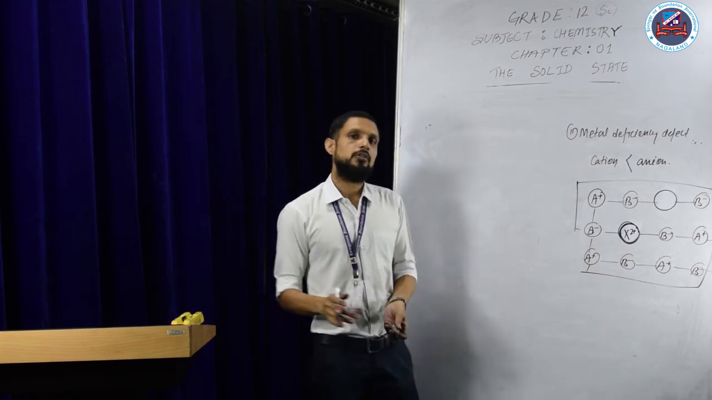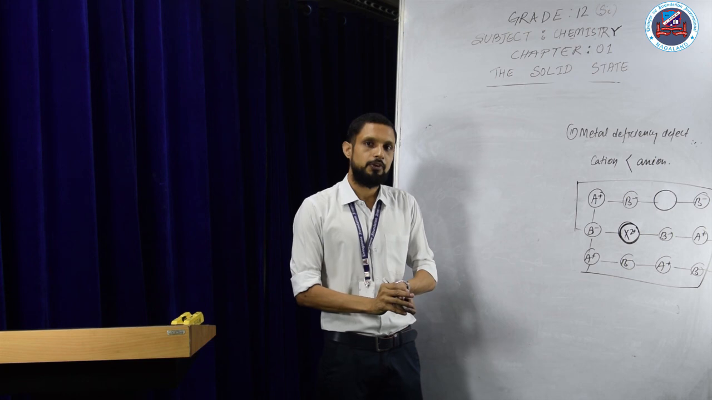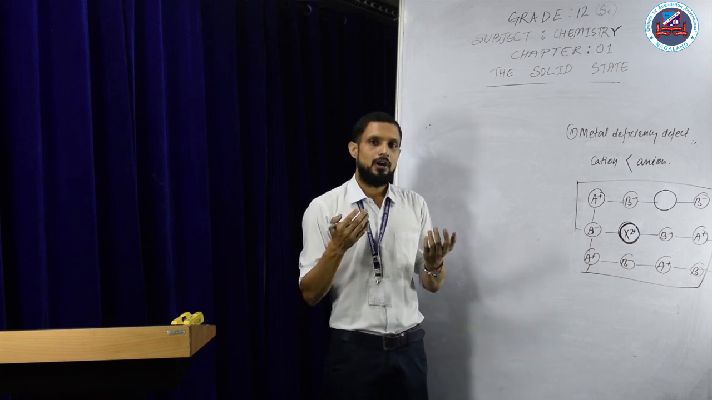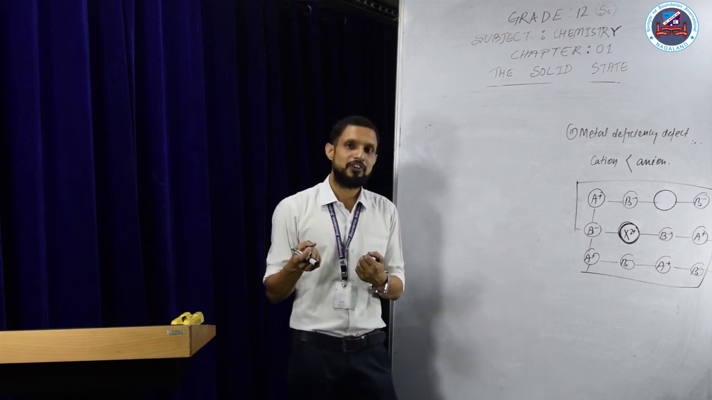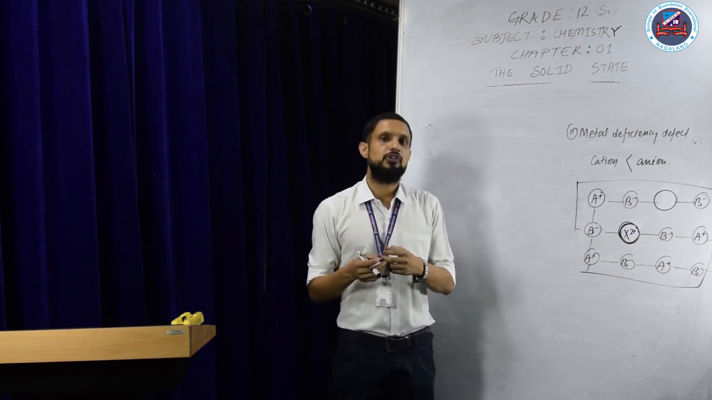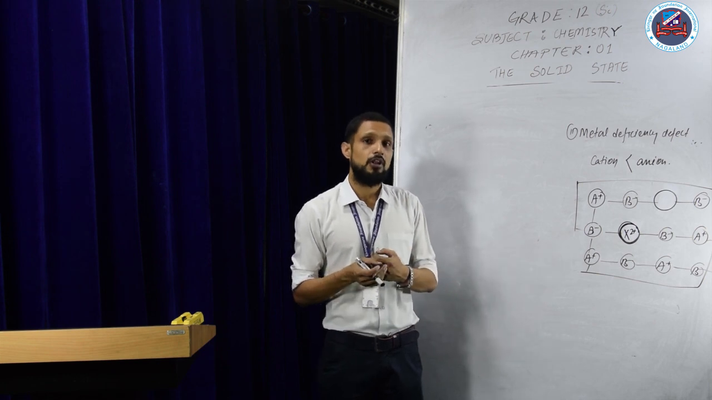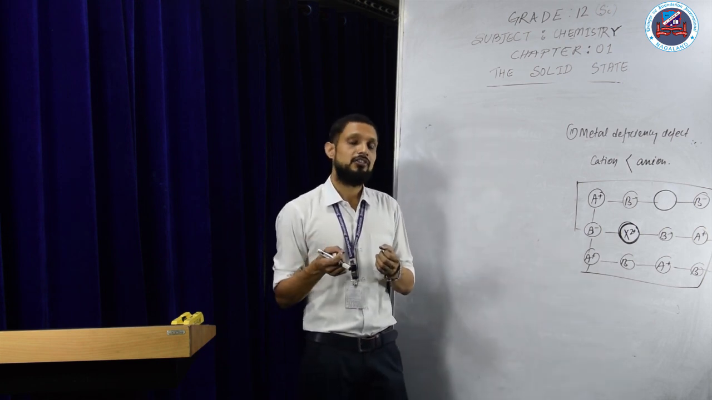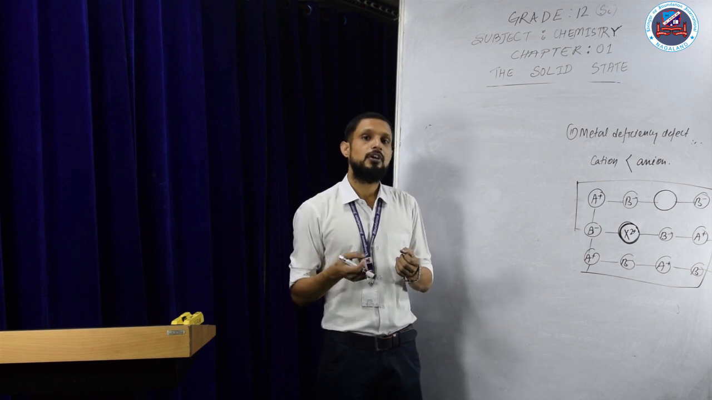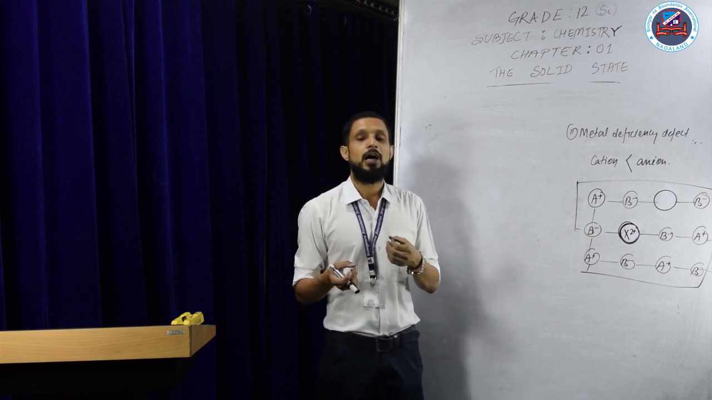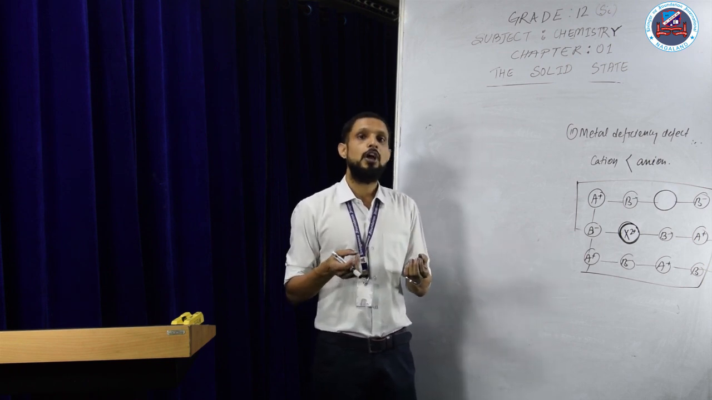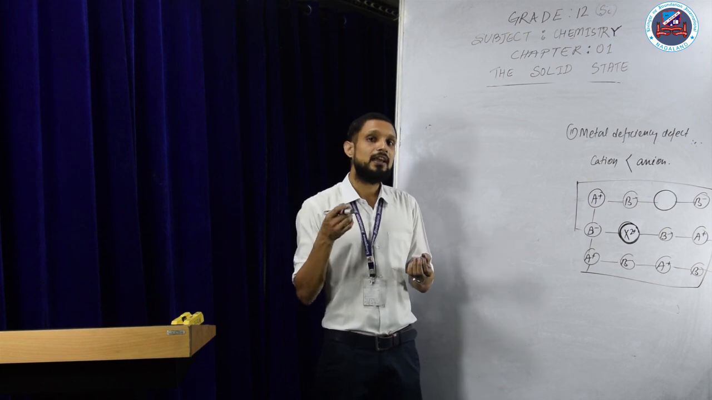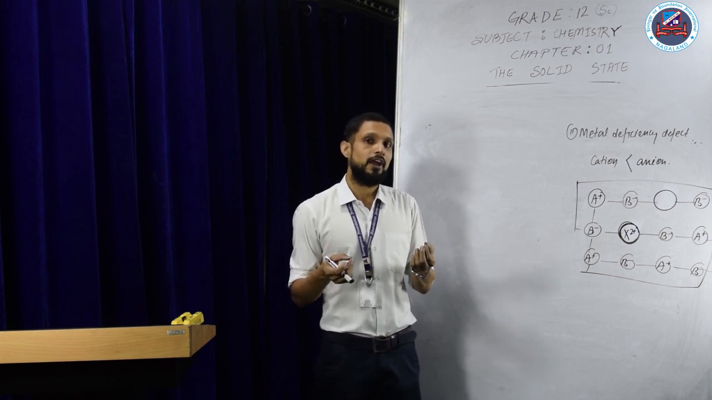So this is what we have in the solid state chapter. We start with solid, then we study the classification of solid. After that we study different types of crystalline solid. Then we have to study unit cell, crystal lattice, different types of crystal lattice, different types of unit cell. We have to calculate packing efficiency. We have to study packing in crystal. We have to study defect.